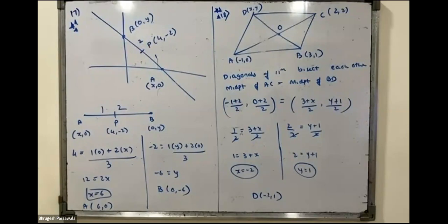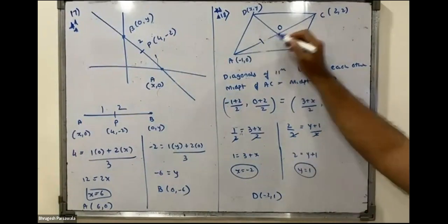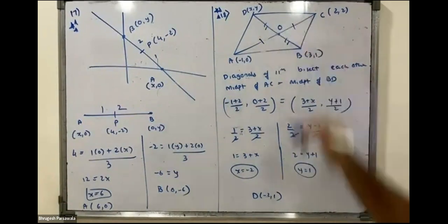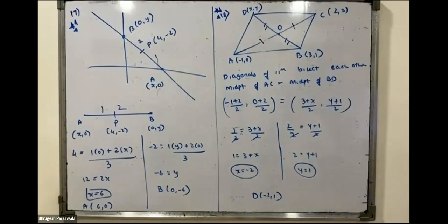Sir, can you explain this again? Tell me. Can you explain this one again? But in the 18th one, very easy. Remember the property of parallelogram that diagonals bisect each other. What does bisect mean? OA and OC are equal, OB and OD are equal. So the midpoint of AC and the midpoint of BD is the same.